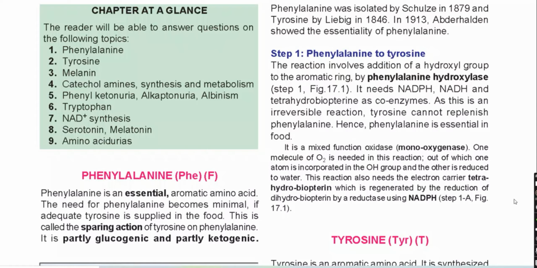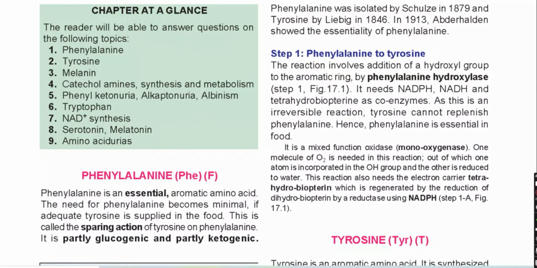Today we'll discuss the aromatic amino acids and their catabolism, specifically phenylalanine and also tyrosine. In this chapter we will discuss phenylalanine, tyrosine, the formation of melanin, and also catecholamines, and diseases like phenylketonuria and alkaptonuria. All these things we'll discuss step by step.